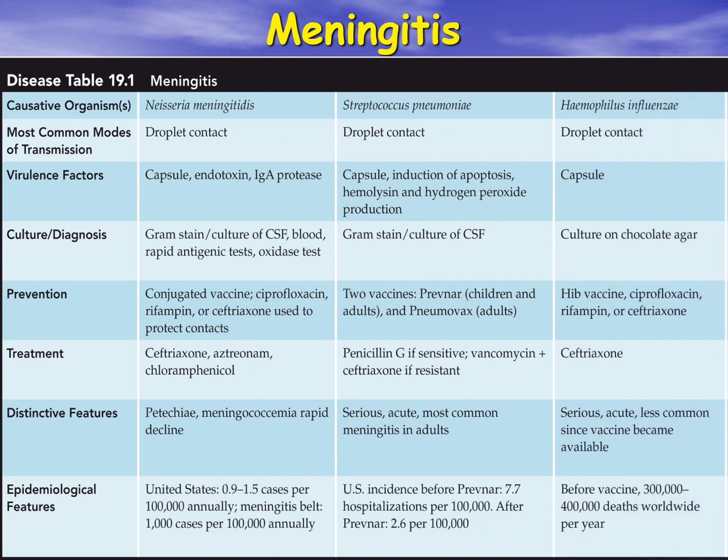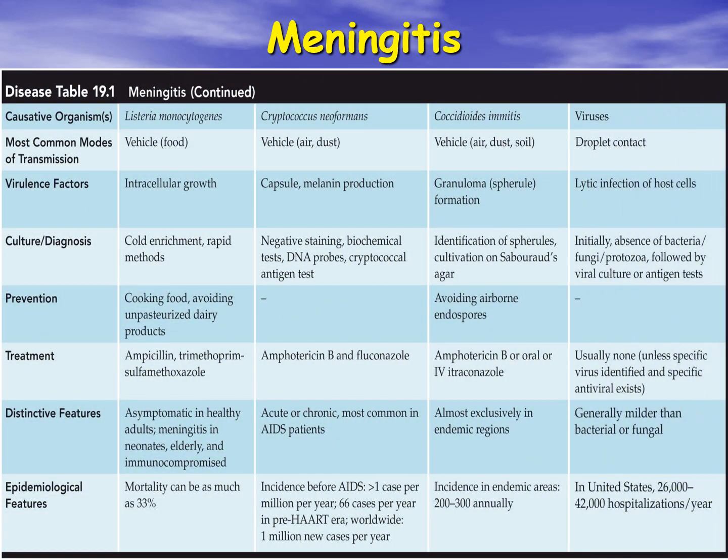So this table in chapter 19 just shows some of the causative agents of meningitis. So again, we talked about Neisseria, Streptococcus, Haemophilus, which are all bacterial causes. Listeria, which is another one, and then Cryptococcus and Coccidioides as being fungal causes of meningitis. And then again, several viruses can cause meningitis.